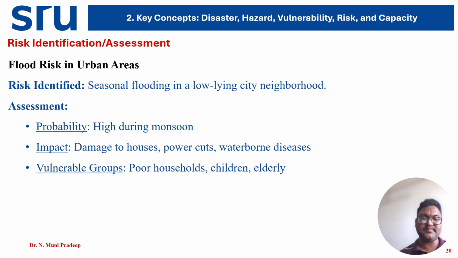From this assessment, disaster managers can prioritize improving the drainage, creating flood shelters, vaccinating the population against waterborne diseases, and providing an early warning system for monsoon flooding. So in monsoon flooding, people are aware that if they hear this alarm, they have to be careful and evacuate from this place, right?